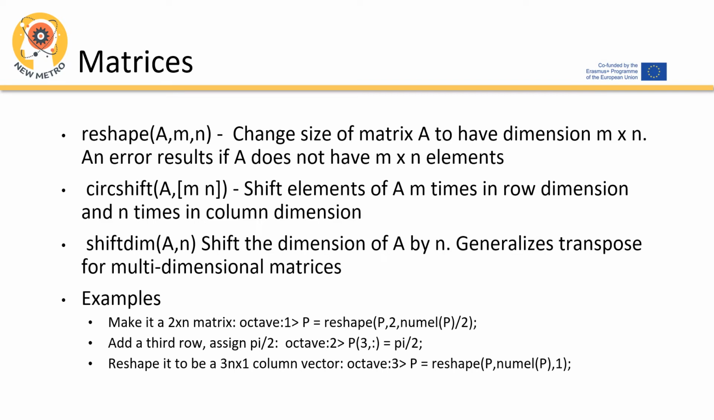For examples, we make it a 2 by n matrix. Octave will declare P = reshape(P, 2, numel(P)/2). In order to add the third row and assign P divided by 2, in the command prompt, we do P(3,:) = P/2. And to reshape it to a 3n by 1 column vector, in the command prompt, we do P = reshape(P, numel(P), 1).